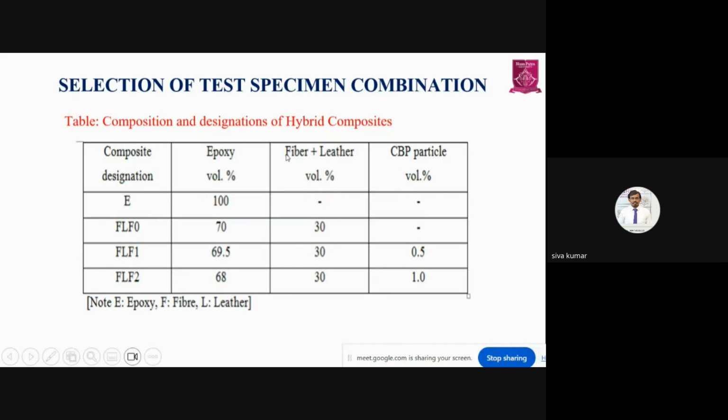Fiber means areca nut only. Sometimes I used the designation areca nut; areca nut and betel nut both have the same meaning. And the fourth one is FLF2, 68% of epoxy, and actually this is 69, not 68. This is a typing mistake. It is 69 percent epoxy, 30 percent fiber and leather, and 1% of CBP.